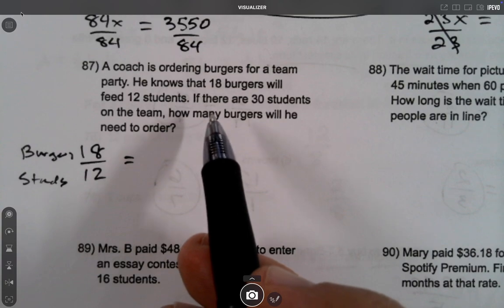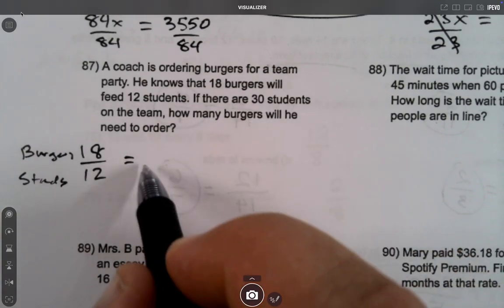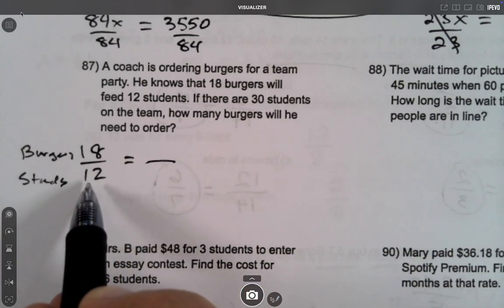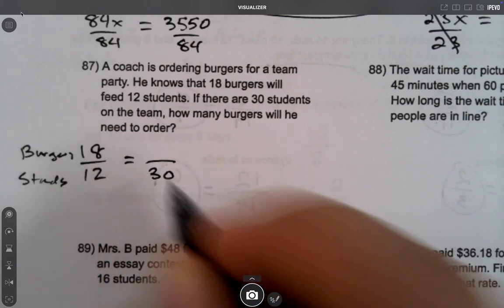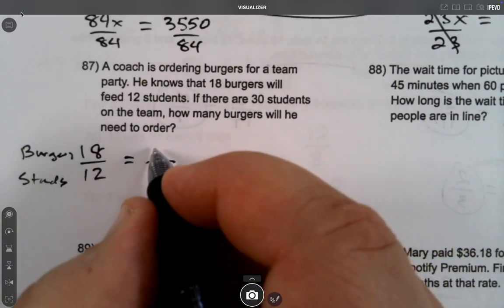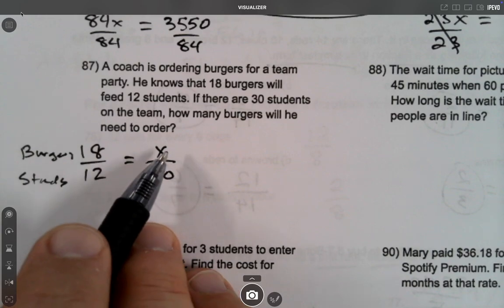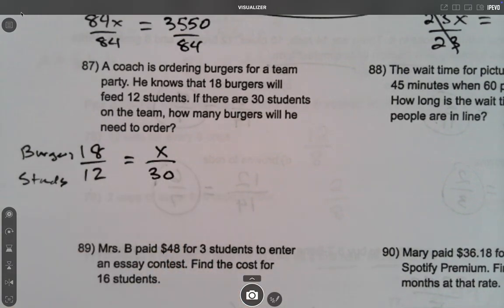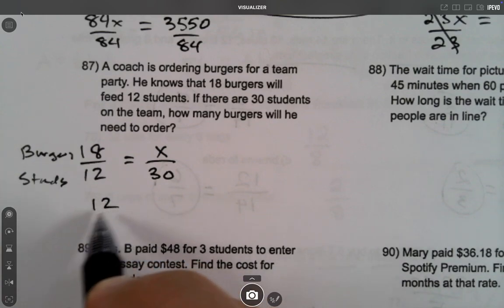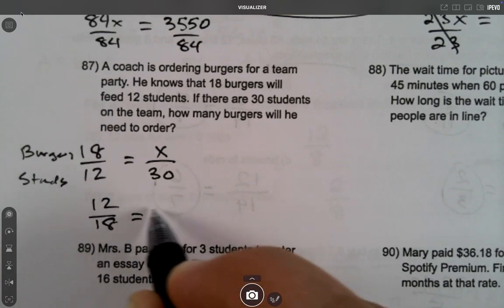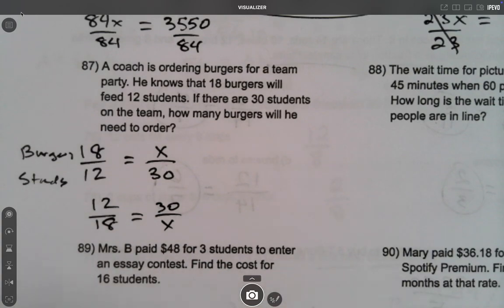So the second piece of info gives us the number of students. So since I put students on the bottom in this fraction, I have to put students in the bottom on this fraction too. What I don't know is how many burgers will be needed for 30 students. So I could have gotten this correct also by doing 12 over 18 equals 30 over x.